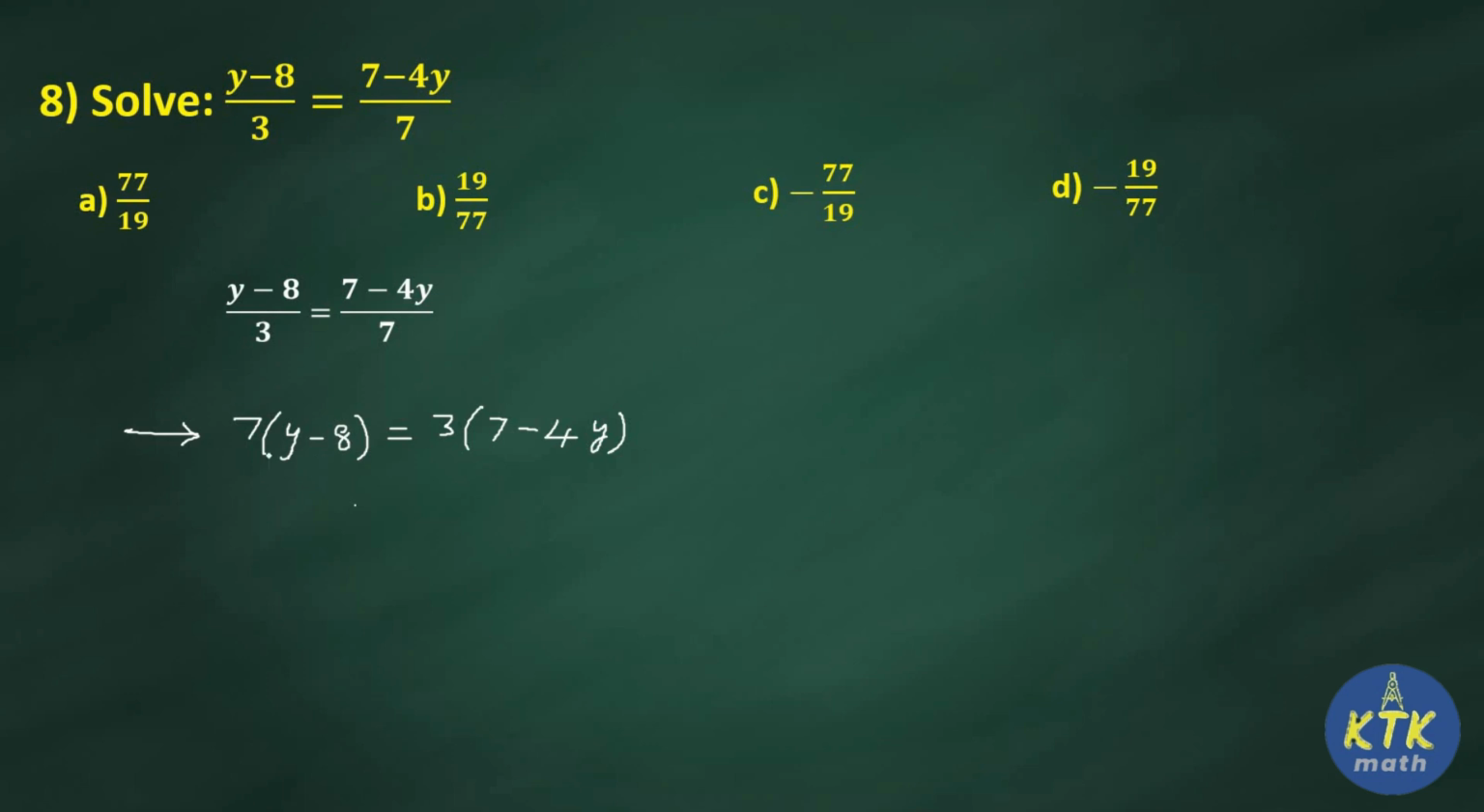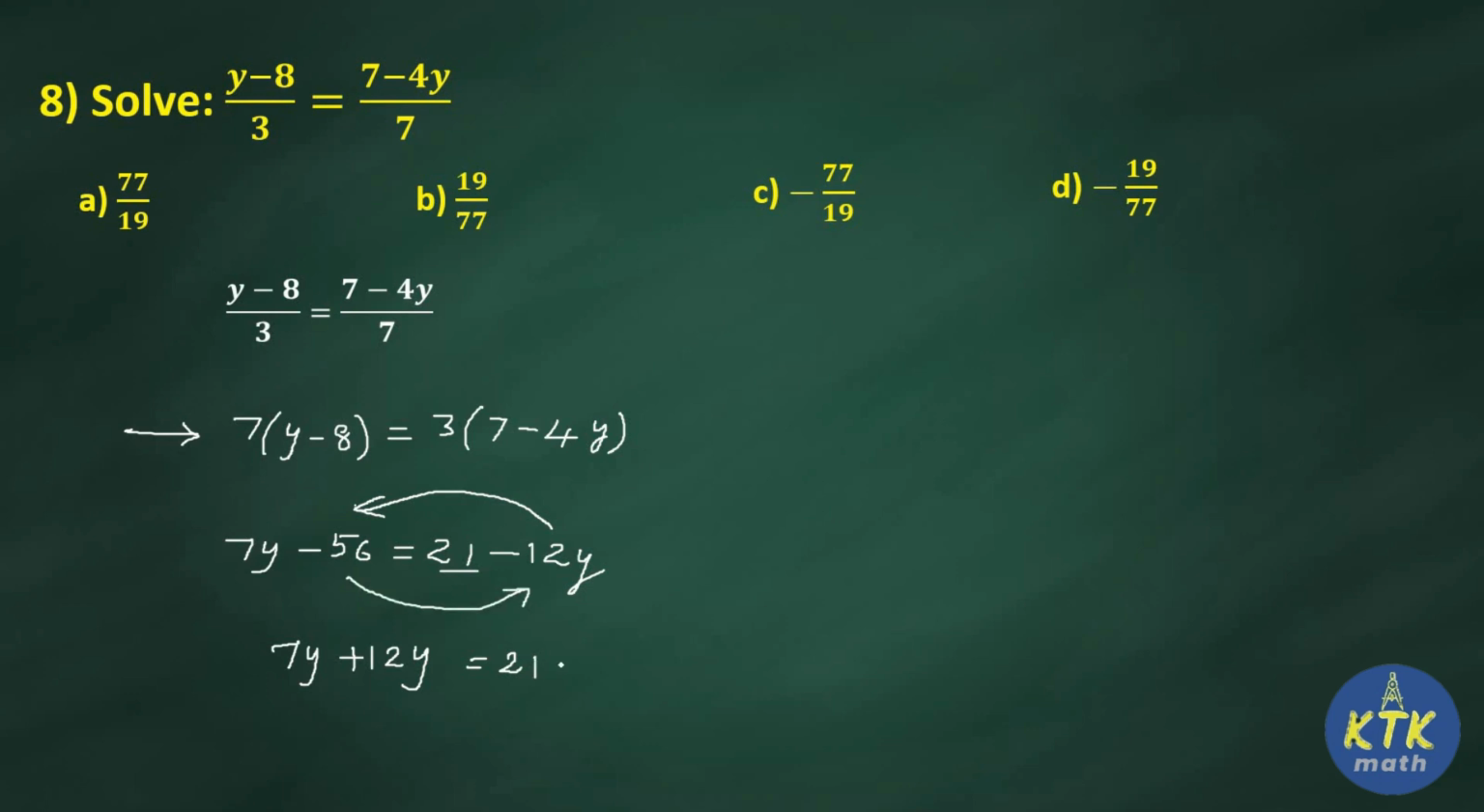So now we can multiply inside: 7 into y is 7y, then 7 into 8, 7 8s are 56, is equal to 3 7s are 21, 3 4s are 12. So when you are multiplying, write with the proper symbols also. Okay, now rearrange the terms, y terms bring to the left side. Already you have 7y, this minus 12y becomes plus 12y. On the right side you already have 21, this minus 56 moves to the right side, so it will be plus 56. So I am arranging y terms on the left side, constant terms on the right side. This is how we are going to solve.